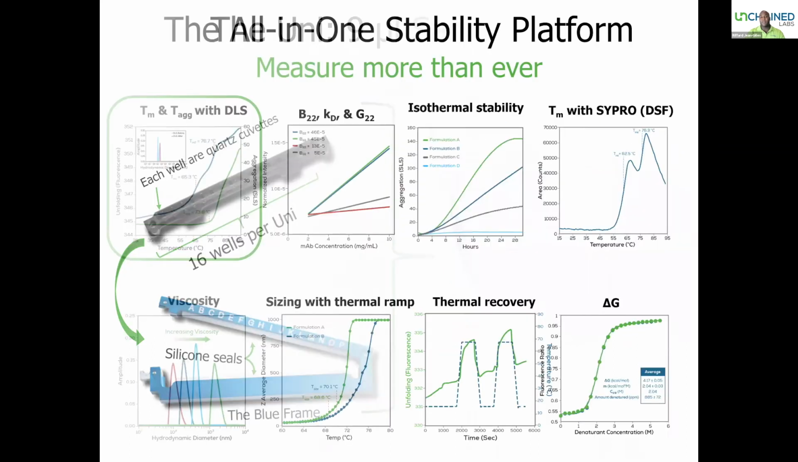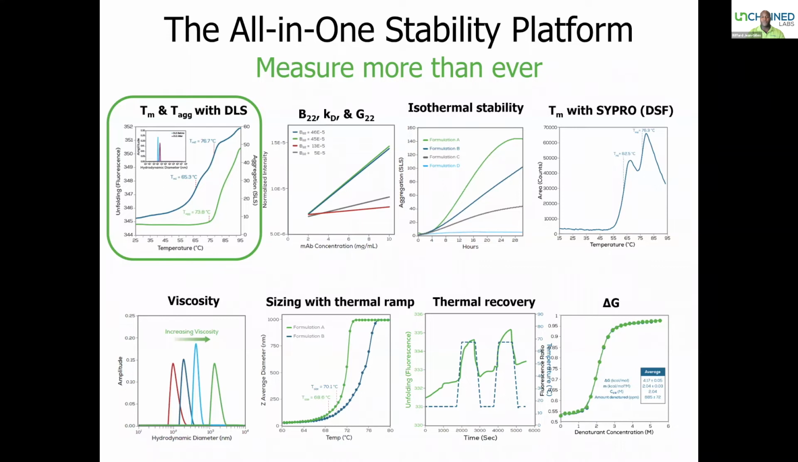So here is a poster, if you want, of some of the more popular applications that the Uncle platform can support. As of right now, we can support up to 13 applications. The one I have selected here in green is the most popular application. It's the Tm, Tagg, and DLS. So what this one consists of is the ability to measure melting temperature, your temperature of aggregation, and a full dynamic light scattering experiment before and after, at the final temperature of your sample, in one run, essentially one experiment. You don't have to reload your samples.